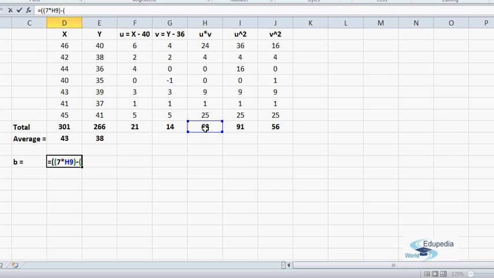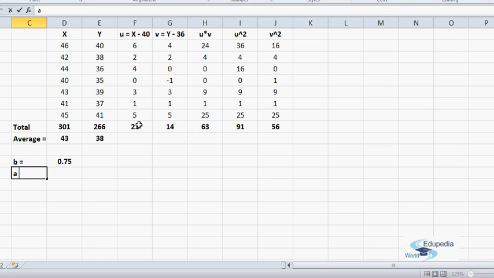Minus summation u into summation v, which is summation u multiplied by summation v, and that's our numerator. That's to be divided by n times n, which is 7, n times summation u square. Summation u square is 91, minus summation u the whole square, summation u raised to power 2. So that's the thing for b, and we've got the value of b, which is 0.75.